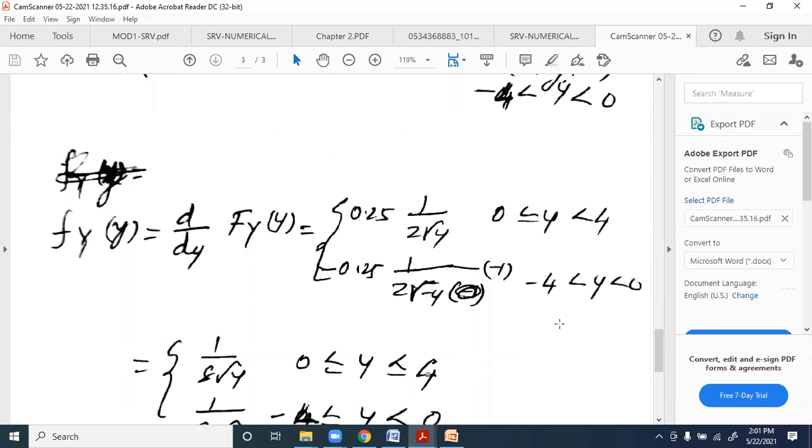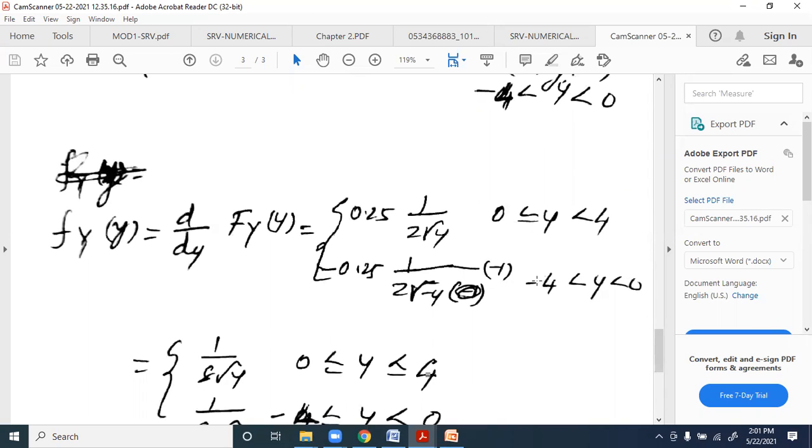Similarly, we will get over here the value 1 by 2 root of minus y, with a negative internal derivative, the derivative of minus y, that will be minus 1. So minus will cancel. Again, we will get 1 by 8 root of minus y for values of y negative.